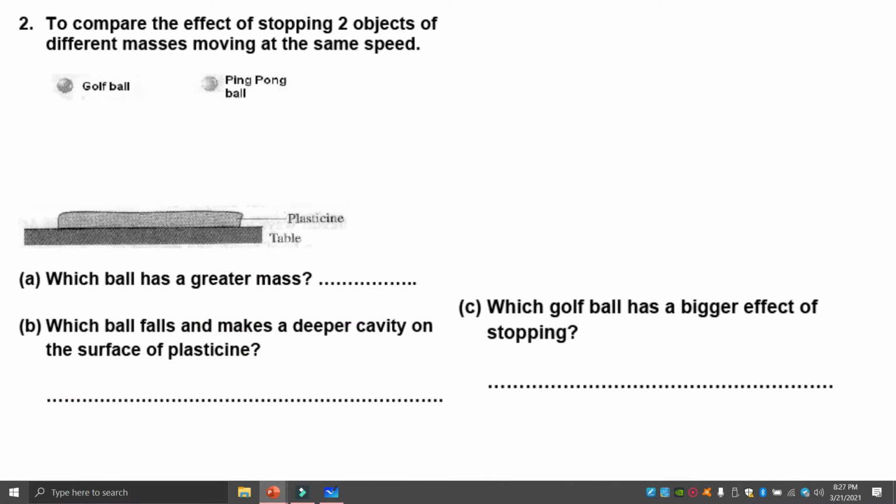Alright, for number 2, to compare the effect of stopping two objects of different masses moving at the same speed. So which ball has a greater mass? If you compare the golf ball and the ping pong ball, of course the golf ball has a greater mass. And then which ball falls and makes a deeper cavity on the surface of the plasticine? This one also is the golf ball. And then which ball has a bigger effect of stopping? Of course, the golf ball.